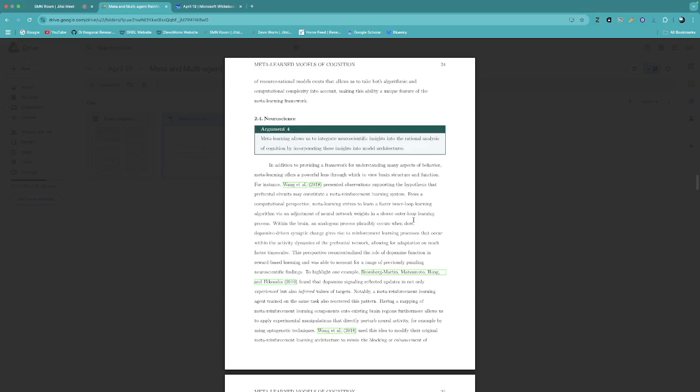From a computational perspective, meta-learning strives to learn a faster inner loop learning algorithm by an adjustment of neural network weights and a slower outer loop learning process. Within the brain, an analogous process plausibly occurs when slow, dopamine-driven synaptic change gives rise to reinforcement learning processes that occur within the activity dynamics of the prefrontal network. This allows for adaptation at much faster timescales. So we have two things here.